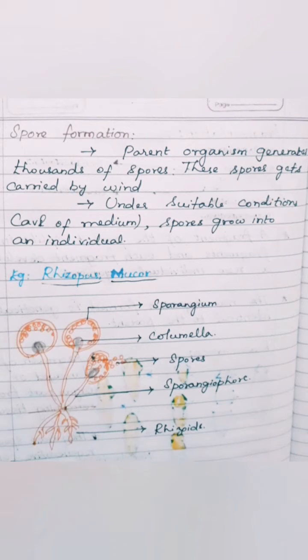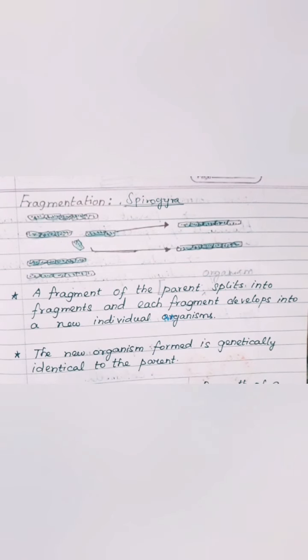These spores are carried either by wind or by animals. So they come into contact with another substratum. When favorable conditions are present, these spores develop into a new organism. So fragmentation, this is the next asexual method which we are going to see today. This method is followed by an organism called Spirogyra. It is an algae, okay? It has chlorophyll and it is an autotroph. It can prepare its own food with the help of photosynthesis.